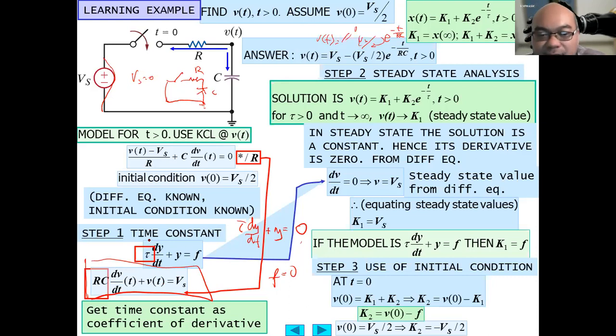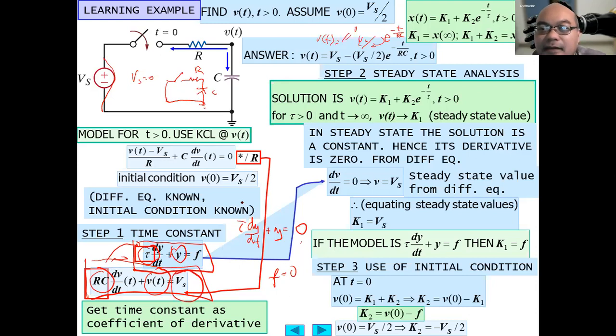In this case, the equation becomes Rc dVt dt plus Vt equals Vs. If we compare with the general form of the differential equation, this is the coefficient multiplied to the derivative term. So the Rc here becomes the tau. And this is the variable that we want to calculate. The coefficient has to be made 1 in this standard form. The right hand side will be the forcing function, which is Vs.